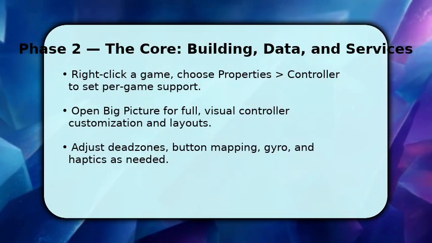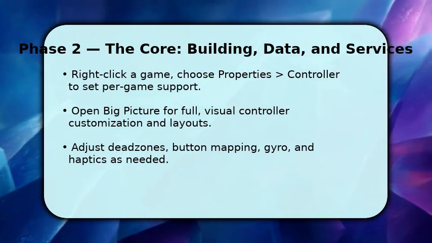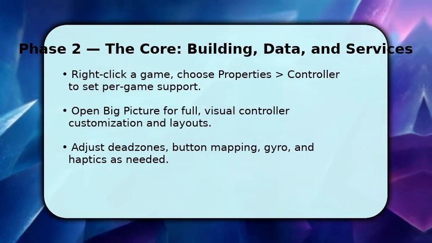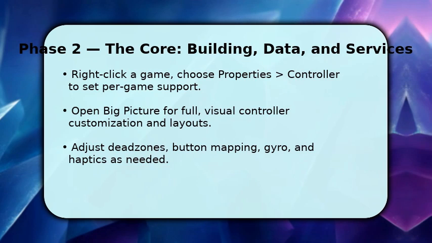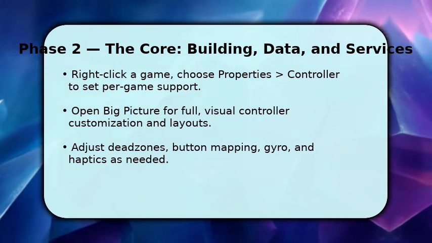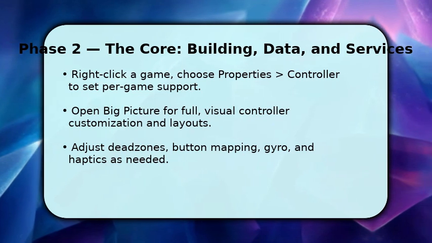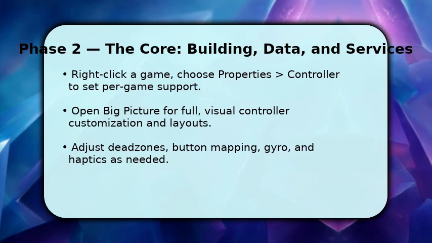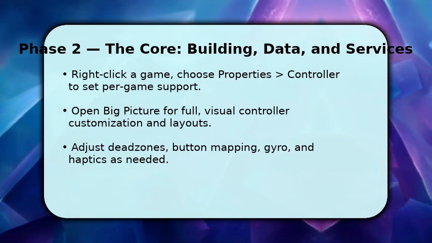Now you'll tailor control for each game. Right-click the game in your library, select Properties, then Controller, and pick Steam Input options: forced on, off, or default. Use Big Picture mode to visually remap buttons, create action sets, and edit analog dead zones. This matters because default mappings sometimes conflict with native game support.